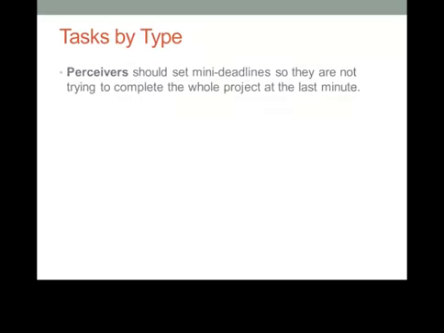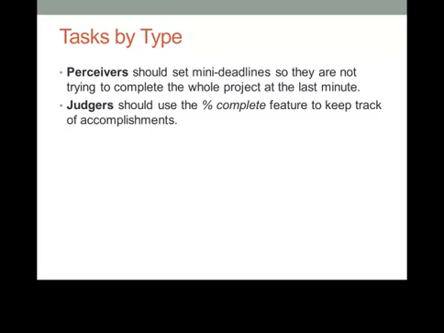First, let's look at tasks by type. Perceivers should set mini deadlines so they're not trying to complete the whole project at the last minute. Judgers should use the % complete feature to keep track of accomplishments.